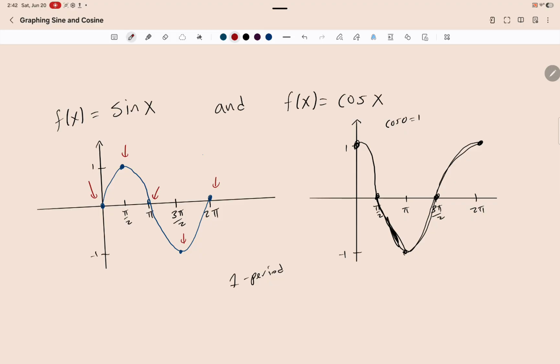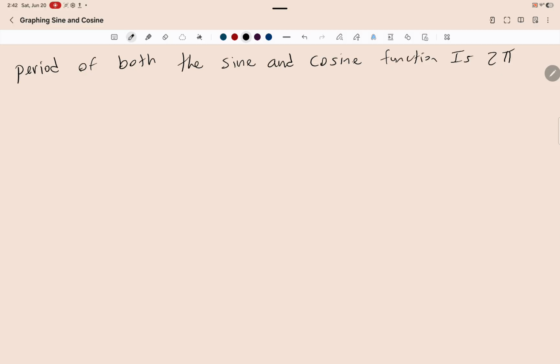Now, for the cosine function, the cosine value at 0 is 1. The cosine value at pi over 2 is 0. At pi, it's -1. At 3 pi over 2, it's 0. And at 2 pi, it's 1. Now, the period of both the sine and cosine function is 2 pi.